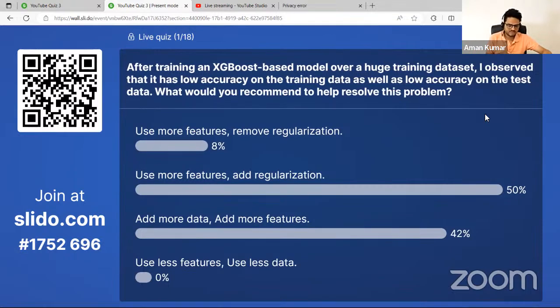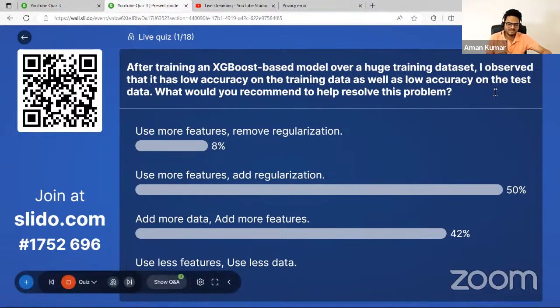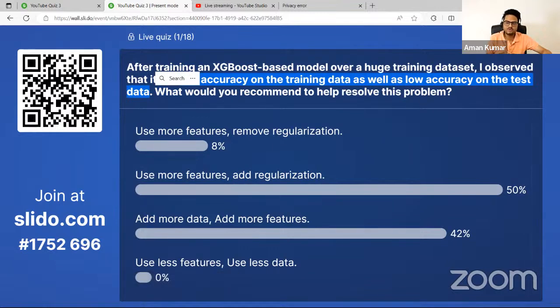Oops, I was not expecting this. See, the question is clearly saying your model is not learning on training data. Low accuracy on training data and low accuracy on test data as well, which means your model is not able to learn the pattern, right? Your model is not able to learn anything about the data. If it's not able to learn anything about the data, then why do you want to add regularization?